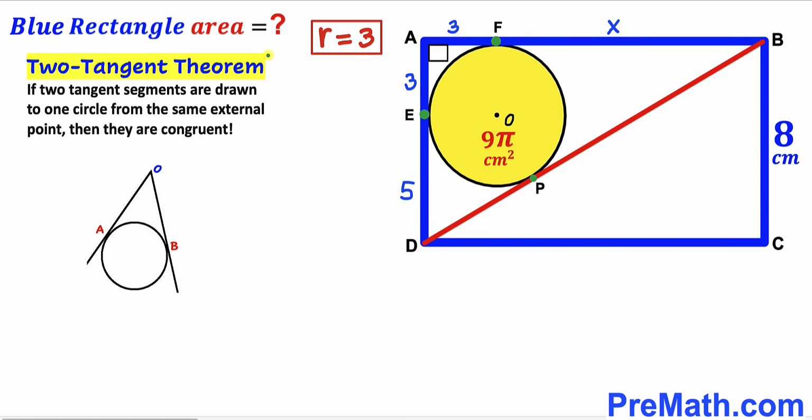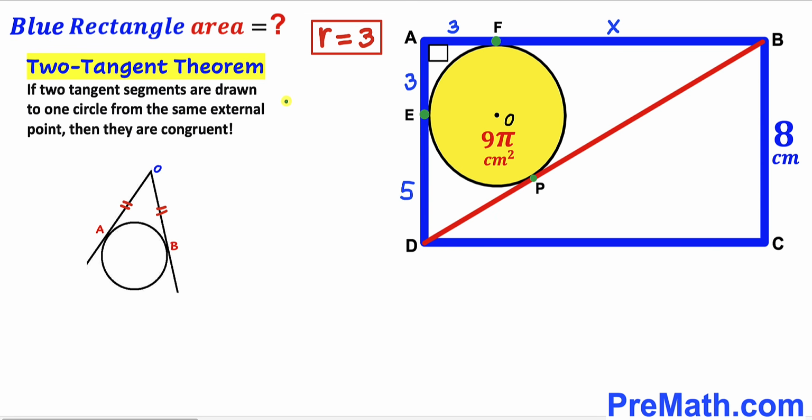Now let's recall the two tangents theorem. According to this theorem, if two tangent segments are drawn to one circle from the same external point, then they are congruent, as you can see in this given diagram. Here we can see our points A and B are the points of tangency, and O is the external point. So this segment OA is going to be equal to this segment OB.